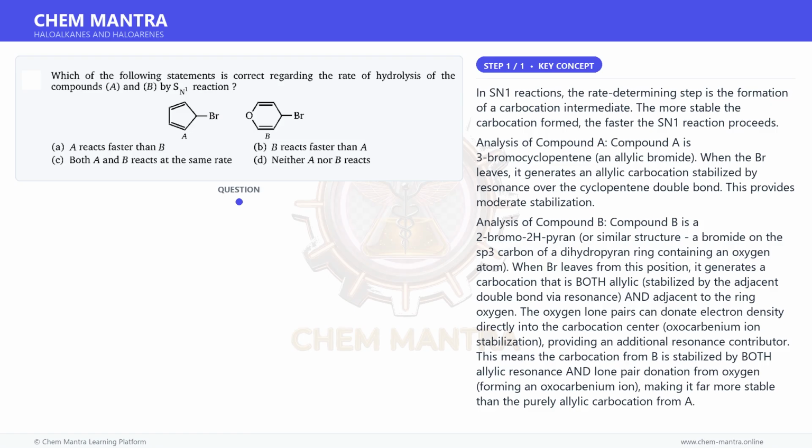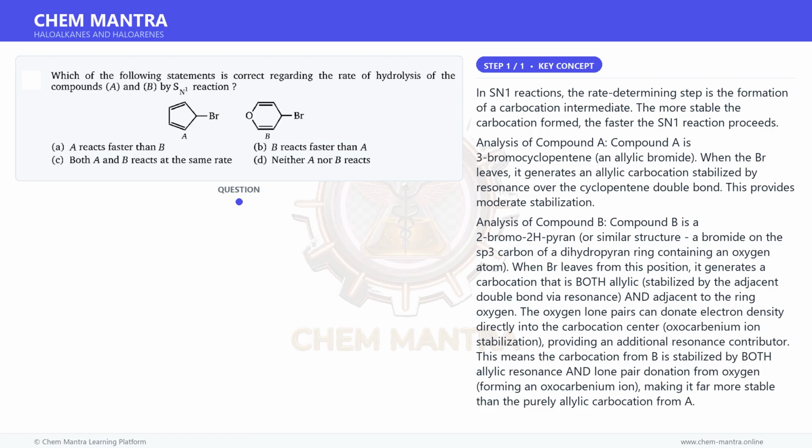Compound B is a 2-bromo-2H pyran or similar structure, a bromide on the sp3 carbon of a dihydropyran ring containing an oxygen atom. When Br leaves from this position, it generates a carbocation that is both allylic, stabilized by the adjacent double bond via resonance, and adjacent to the ring oxygen.